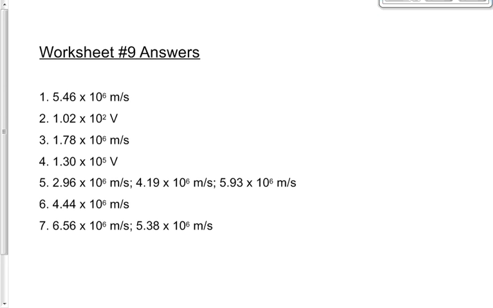All right, everyone. We have our unit test tomorrow. We had a little bit of homework over the weekend, worksheet number 9. Let's take a look at the answers to worksheet number 9. Any issues with any of those questions here, Patrick? 4 and 7, okay.